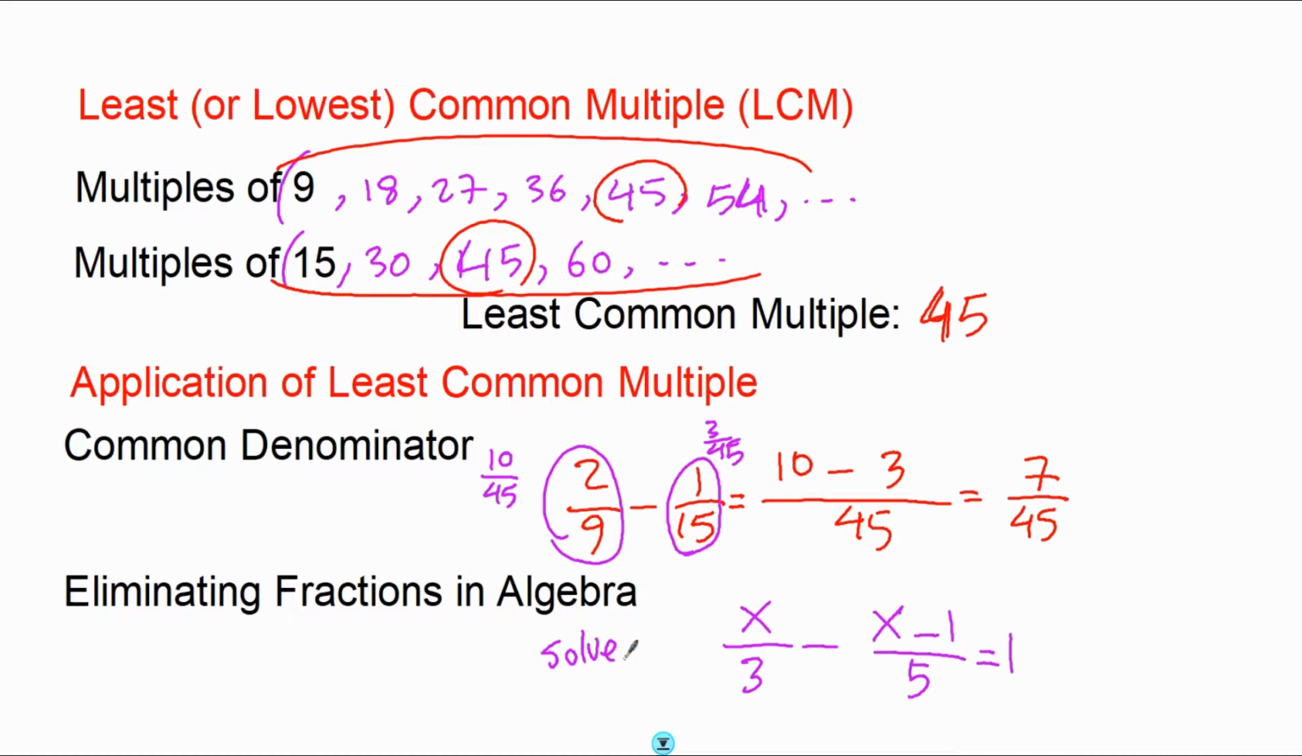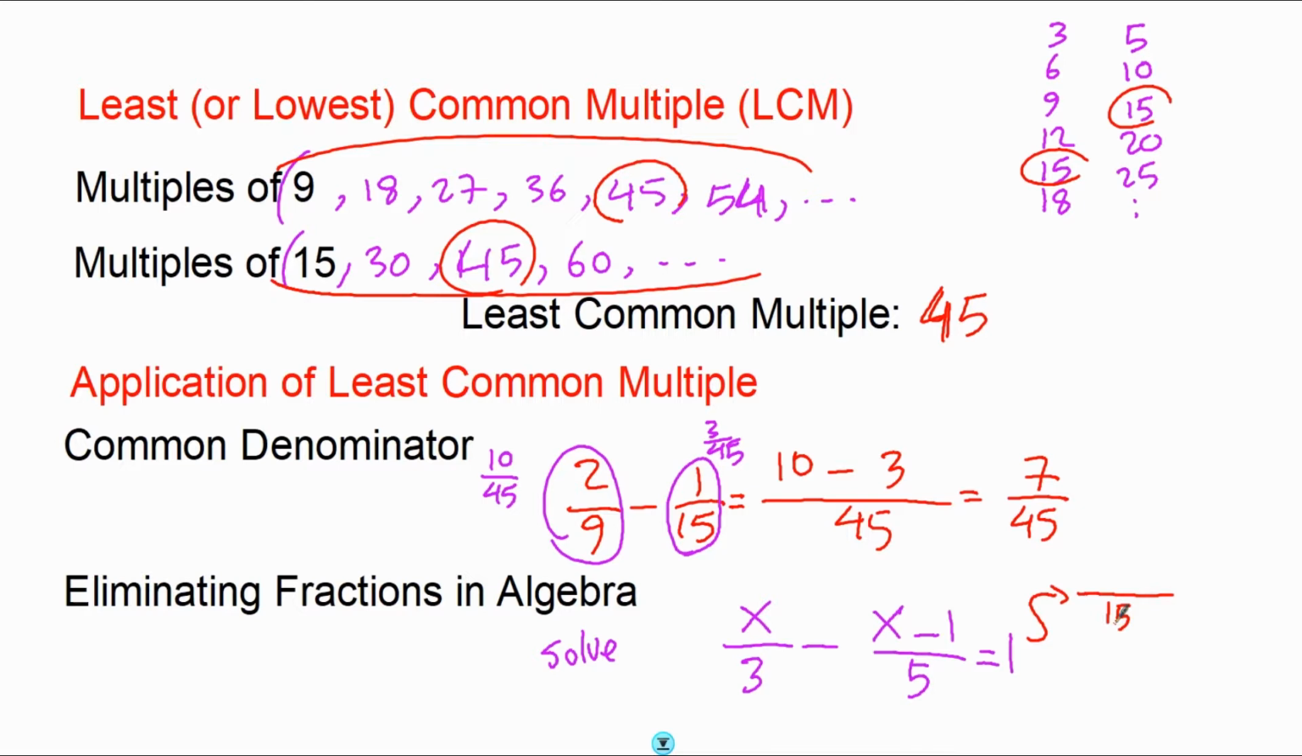You can still do the common denominator in here, and the common denominator between 3 and 5 is the least common multiple of 3 and 5. If we write the common multiples of 3 and 5, we will see 3 is 3, 6, 9, 12, 15, and 18. For 5, we have 5, 10, 15, 20, 25, and so on. So the least common multiple in here is 15. So if we are doing a common denominator, we can say that the common denominator is 15, and 15 divided by 3 is 5.